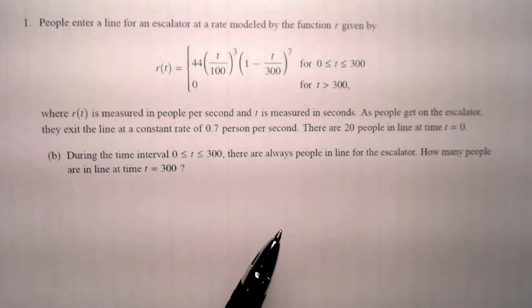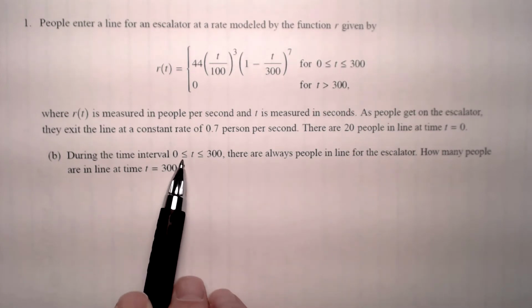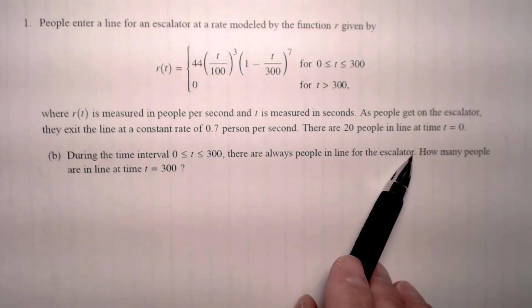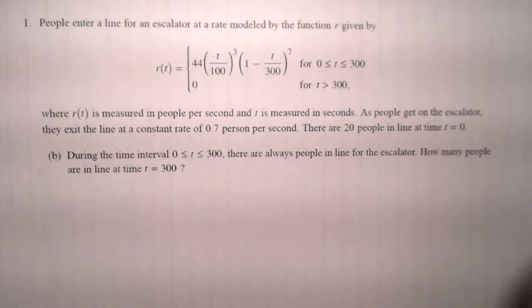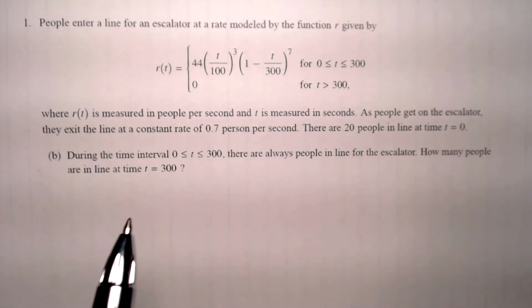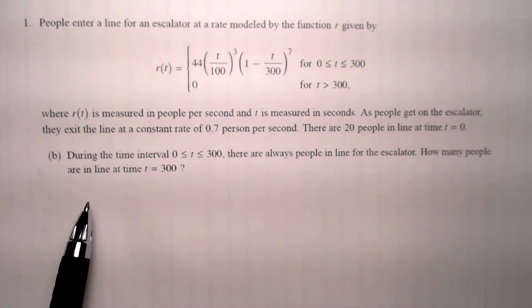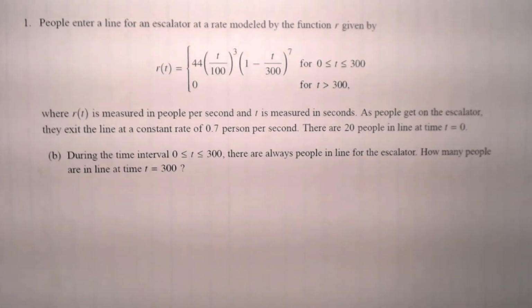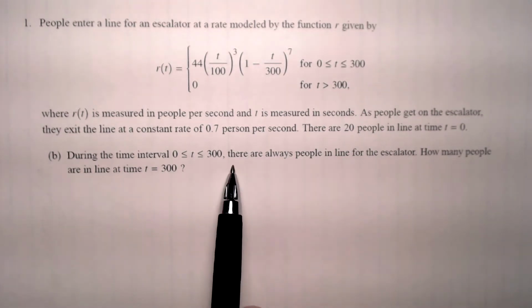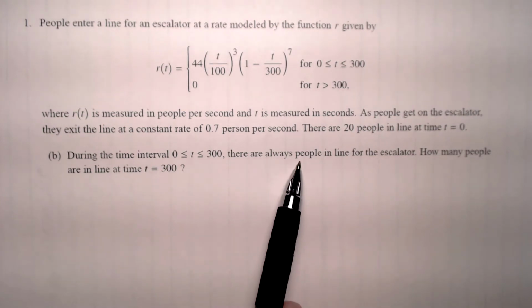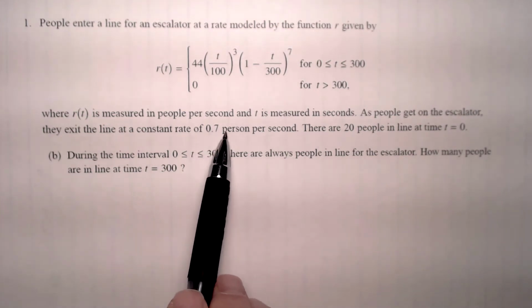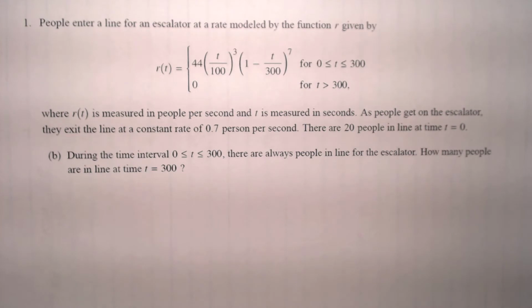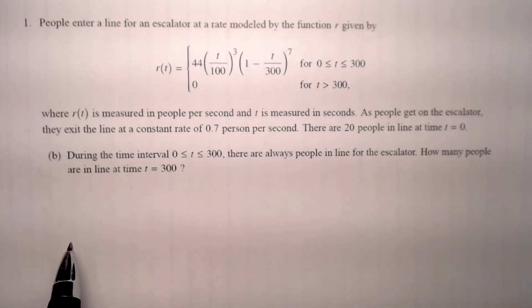In this part of the question, we are given that during this time interval, there are always people in line at the escalator. And the question is how many people are in line at the time t equals 300. So we need this information that there are always people in order for us to realize that 0.7 persons per second always leave the escalator. Otherwise, the equation will be a little bit more complicated. But here is how we solve it.